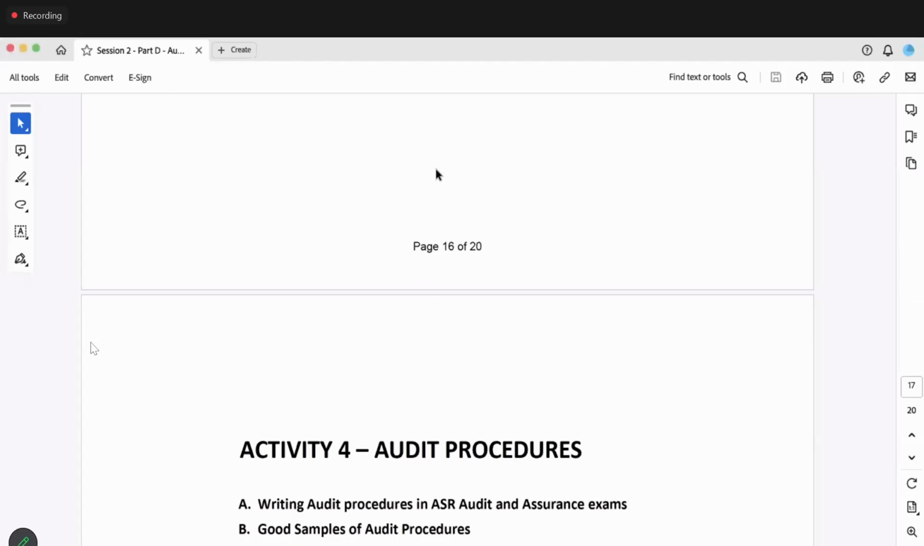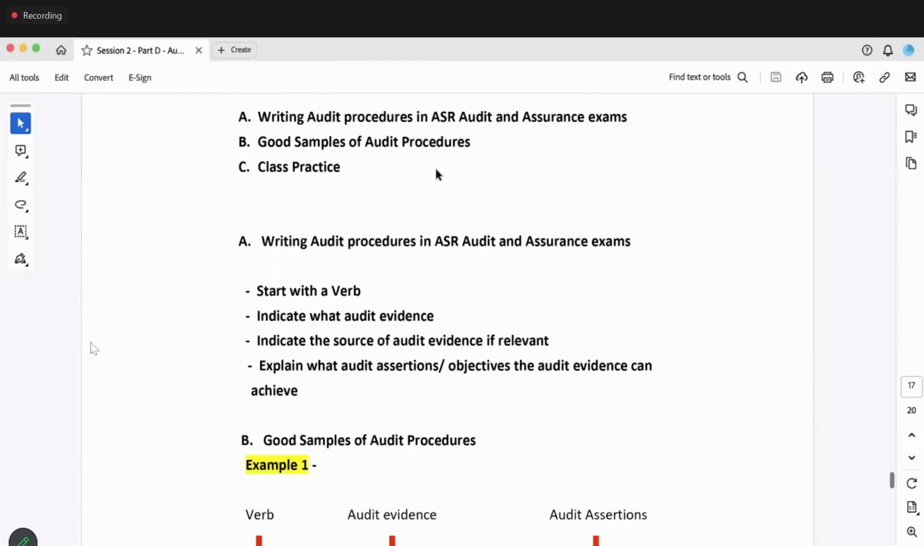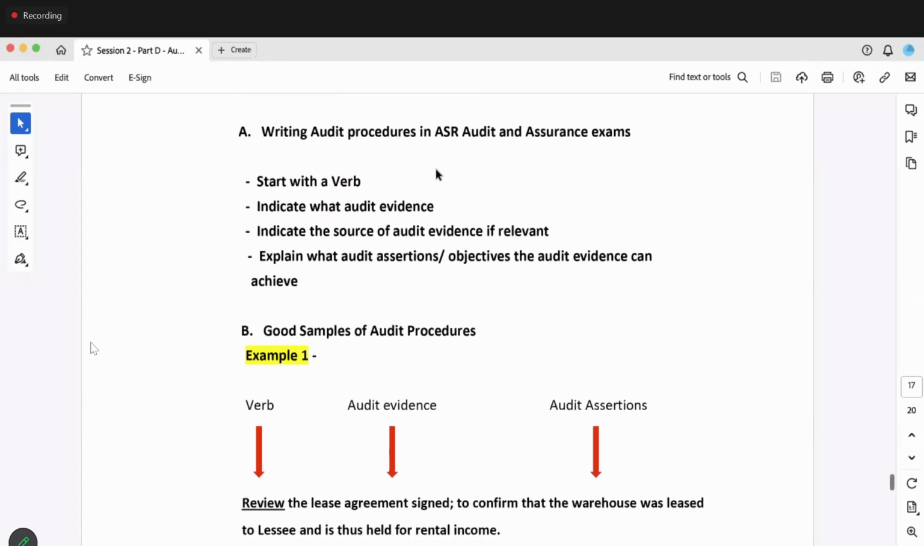All right. Audit procedures, I'm going to show you some examples. These are some of the good practices. Start with a verb, and then you should indicate the audit evidence that you want to obtain. Depending on what audit procedure you're writing, you can also suggest the source of audit evidence. And to complete it, you may want to also cover audit assertions, why you are doing this.